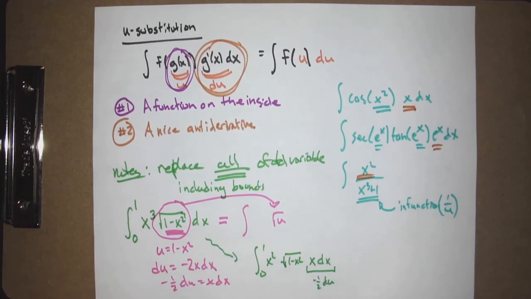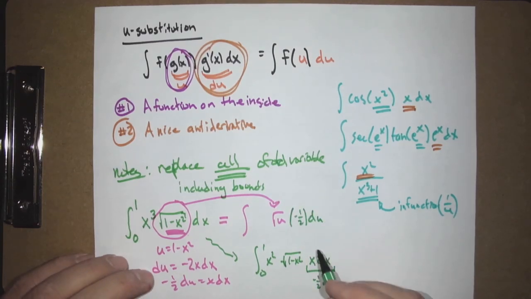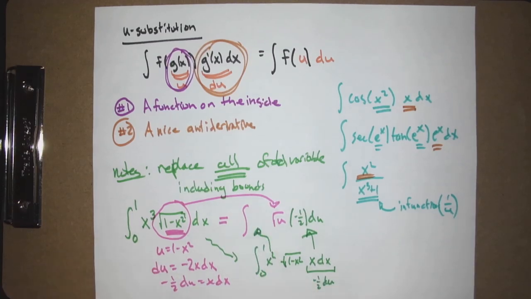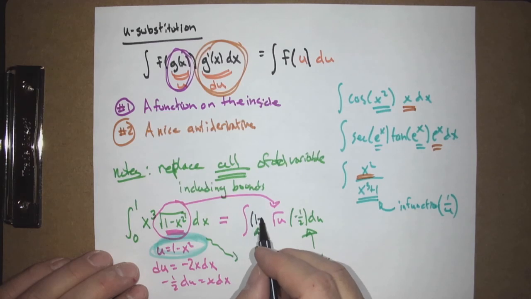Now, remember, we have to replace everything. So we've already talked about square root of u. The x dx, that's minus a half du. Okay, that goes there. I can't leave an x squared there. But what can we say about x squared? You can use your relationship in many ways, including solving for x, or in this case, solving for x squared. And in this situation, x squared is 1 minus u.